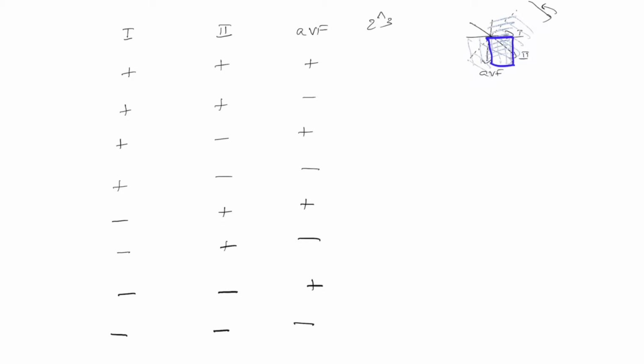So the axis would be the area of overlap of all 3 zones, and so the axis in this case would be 0 to 90 degrees, and that's normal. Now let's take the second example. So we said 1 is positive, 2 is positive, and AVF is negative. So now let's go ahead and draw the axis again.